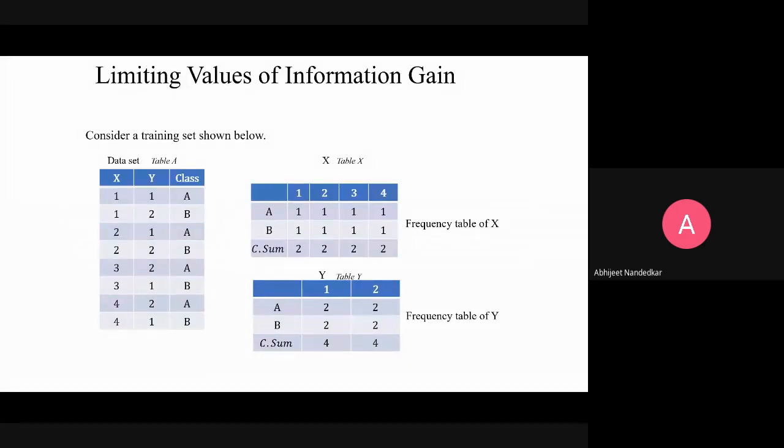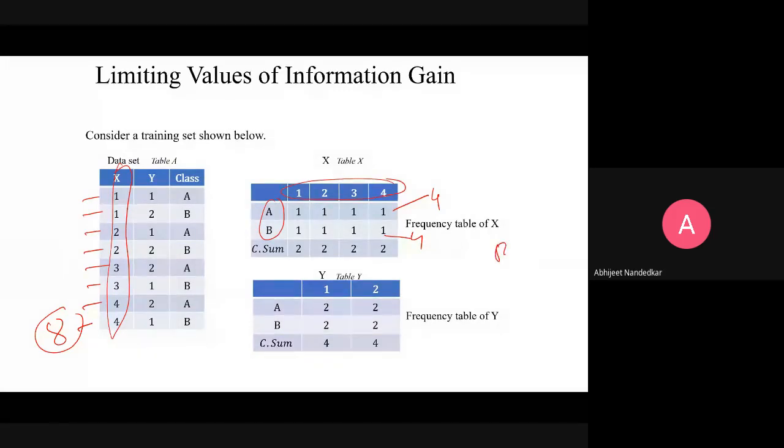Say, for example, here we have this set with 1, 2, 3, 4, 5, 6, 7, 8 samples. If I split using the X attribute, there are four values and two classes, A and B. I get four to this side and four to this side, so the ratio is again 50-50. So there is no gain. Here also I have 50-50 samples.